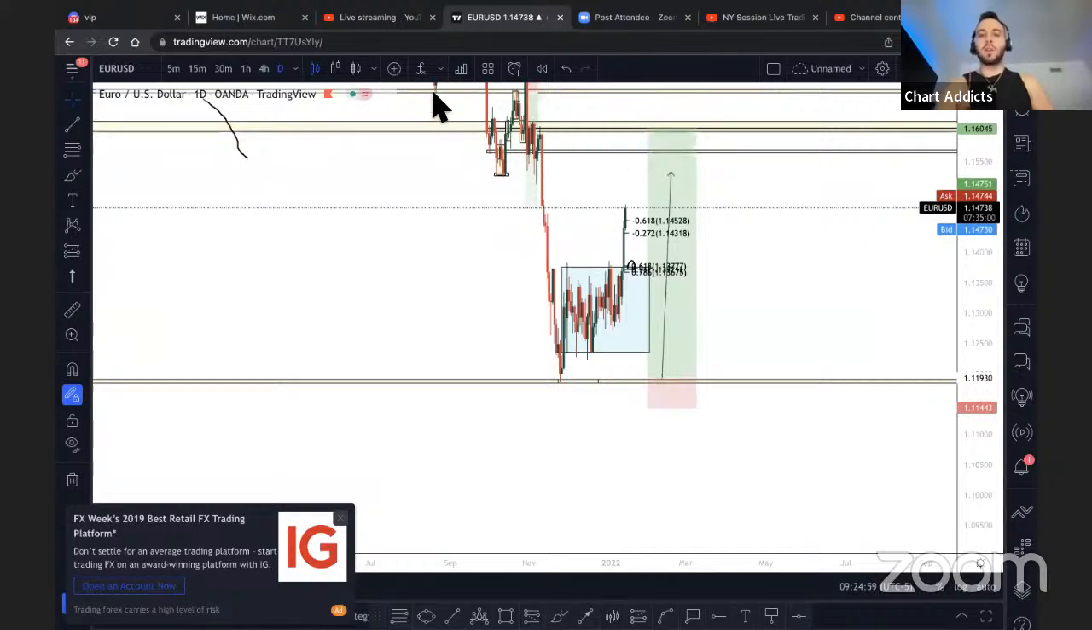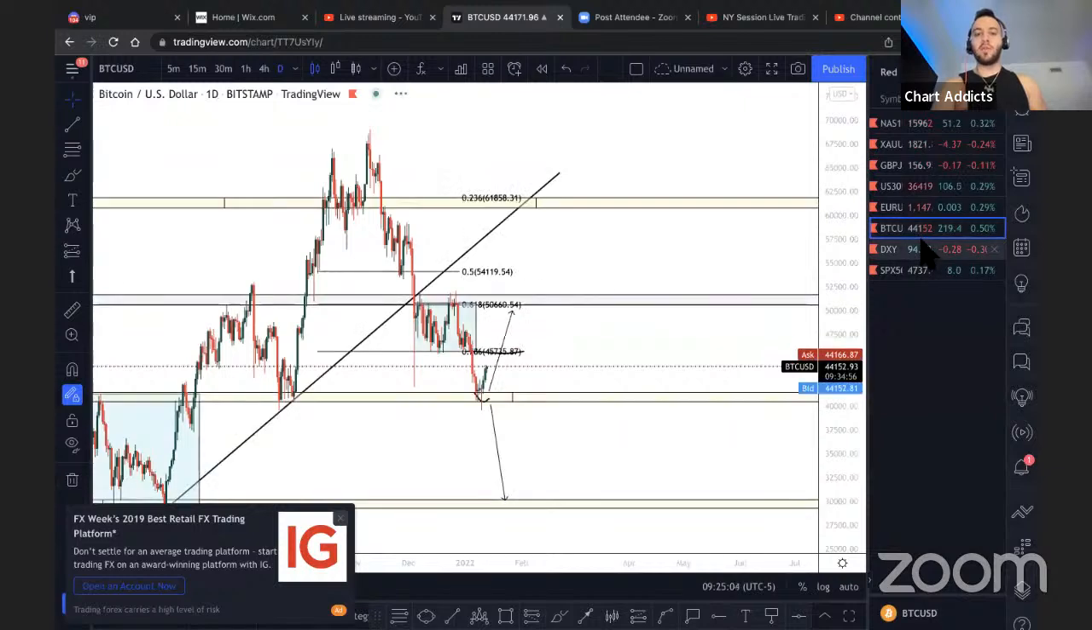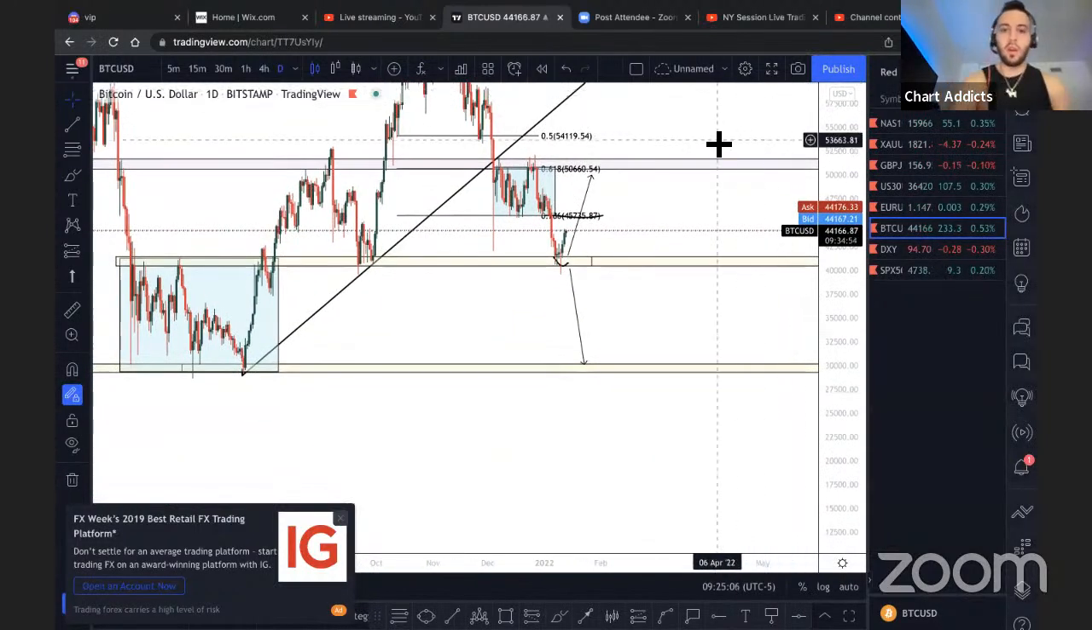I don't want to chase this because the market's already kind of run away bullish. So I'll just wait for either a retracement or I'll just wait to short it down.